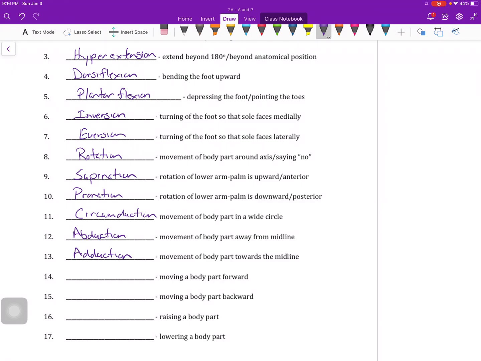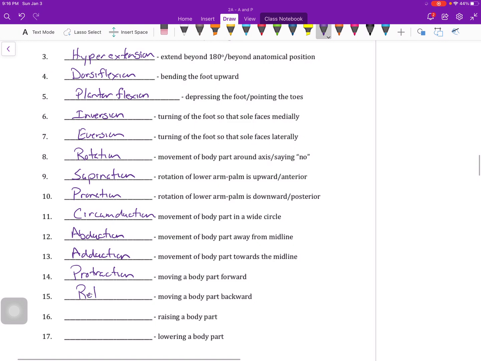Moving a body part forward is protraction. So like sticking your chin out, you know, when you were little and you were stubborn and your mom would say something, you just kind of look at her and stick your chin out like, go ahead and make me. Okay, you're moving a body part forward. That's protraction.